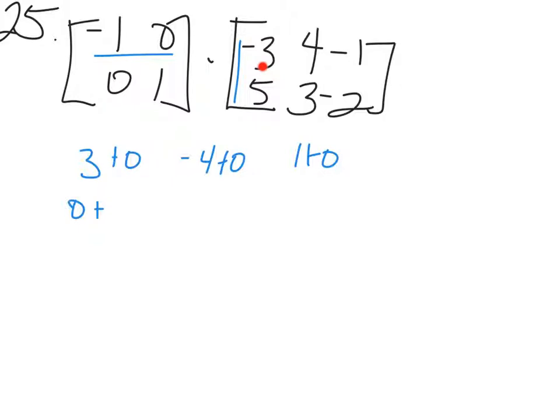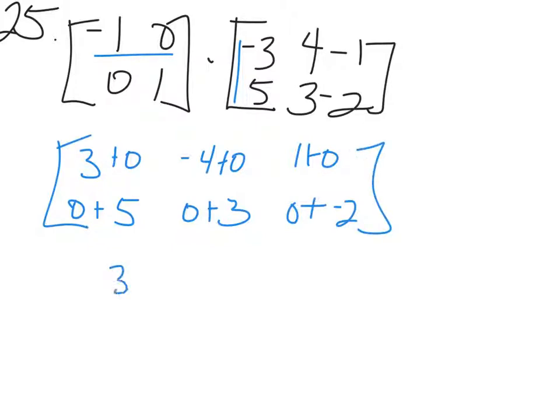0 times 3 is negative 3. 1 times 5 is 5. No. Well, okay, stop. Why are you getting 3? Okay, we did 0, 3, 0, negative 2. So 3, negative 4, wait, 1, a second? 5, 3, or not? 2.